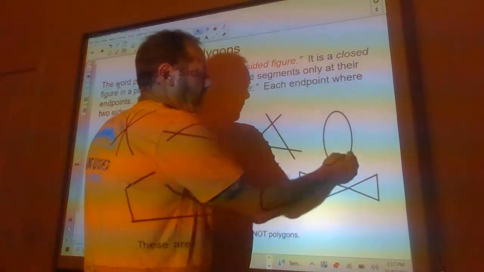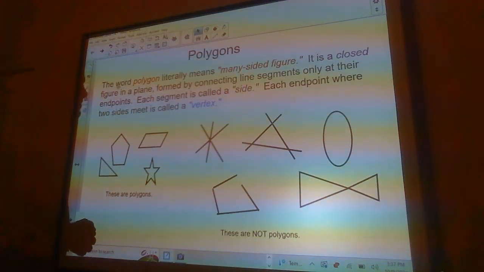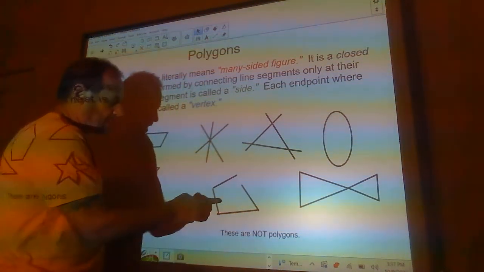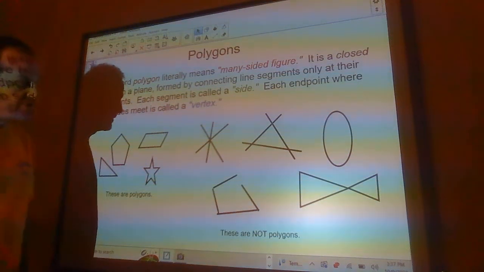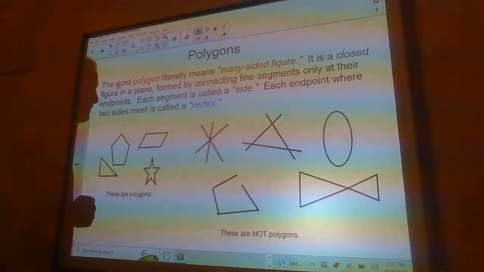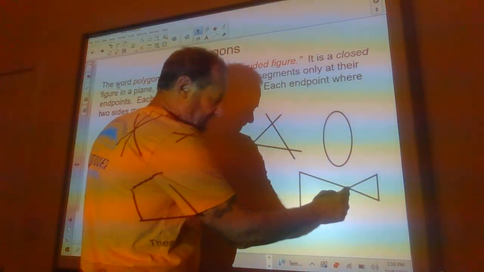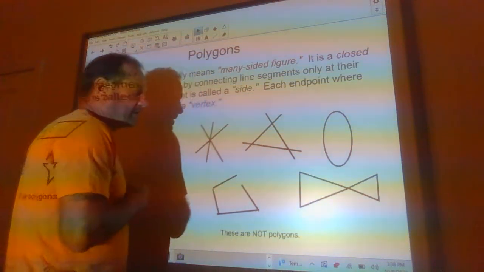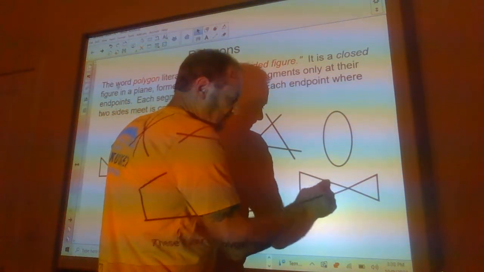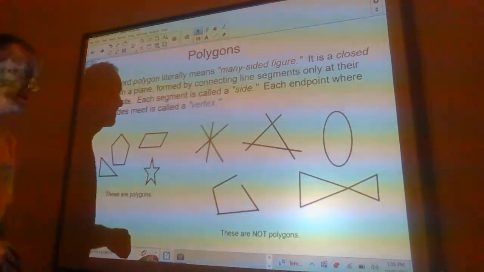This has one curved side. Okay, so the edges are not line segments, so it's not a polygon. This is an open figure because it's got this gap in it. It's not closed, so it's not a polygon. And this, you could think of this as two polygons, except that they are connected here at this common point right here. So it doesn't meet at its endpoints. It crosses over in the middle of the segment, so that's not a polygon either.